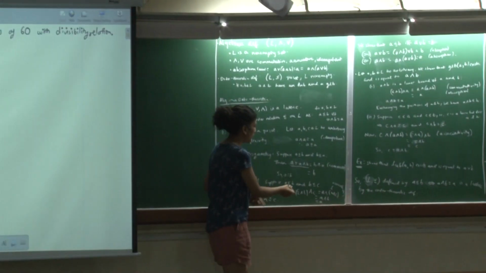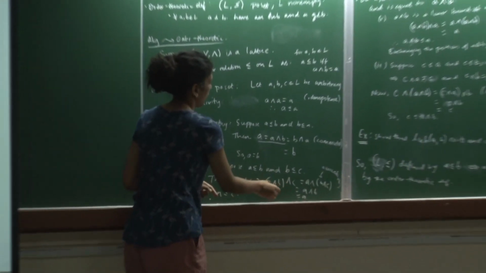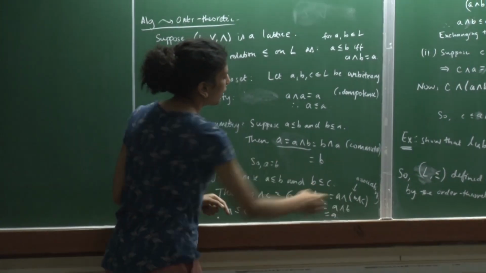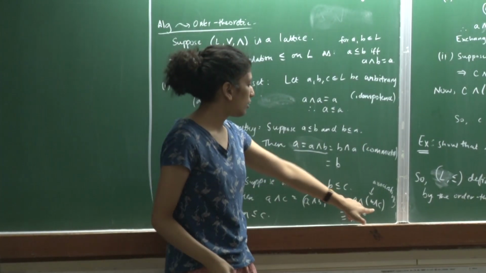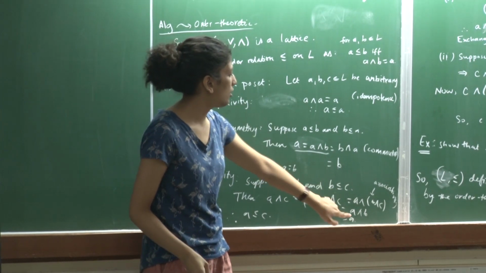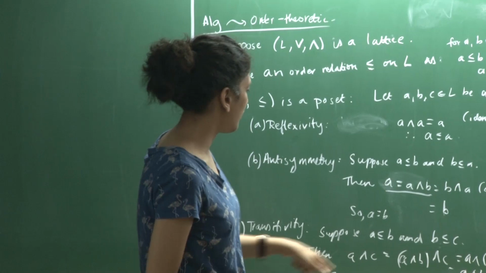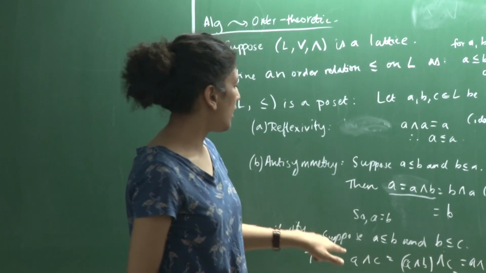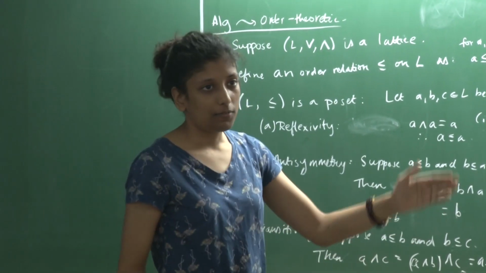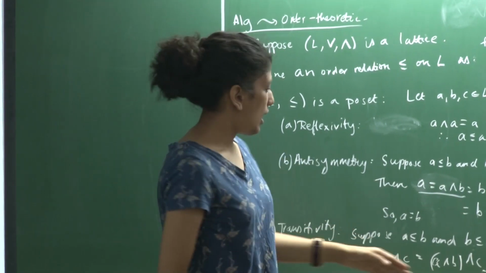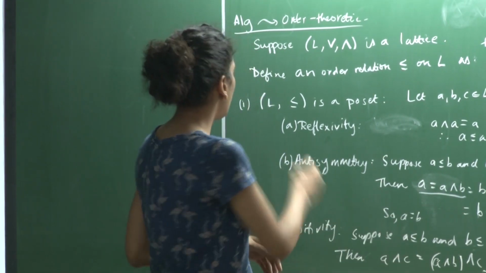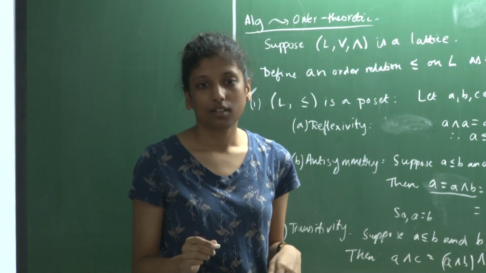This A you can replace by A meet B because you know that they are equal because A is less than or equal to B. Then by associativity you can change the position of the brackets. You get B meet C, which you know by definition from here is the same as B. So you get A meet B, which is the same as A by definition here. So we get that A meet C is equal to A, therefore A is less than or equal to C, and transitivity is satisfied. So we have shown that this is a poset.